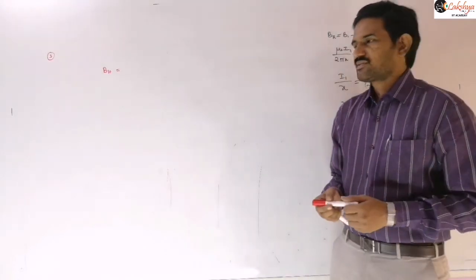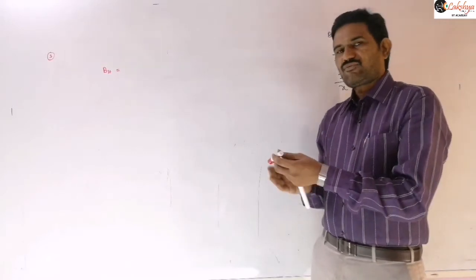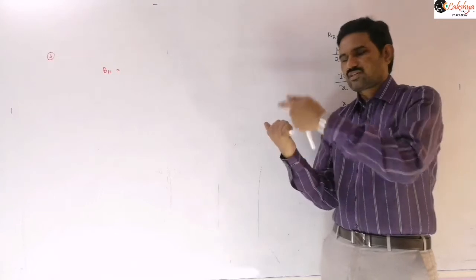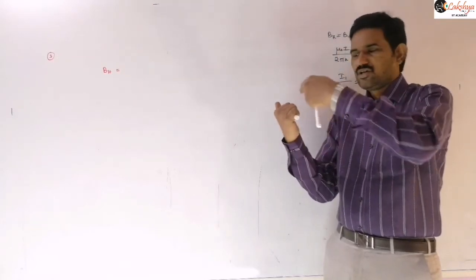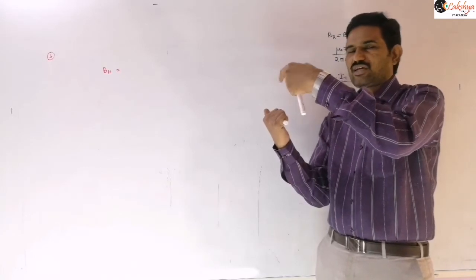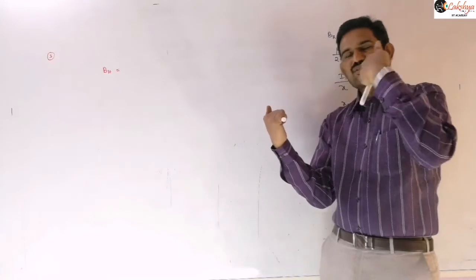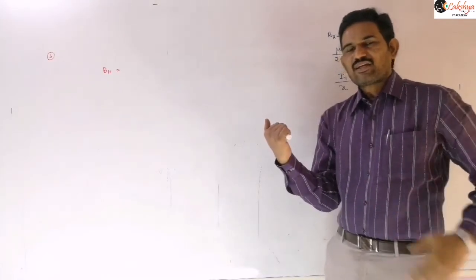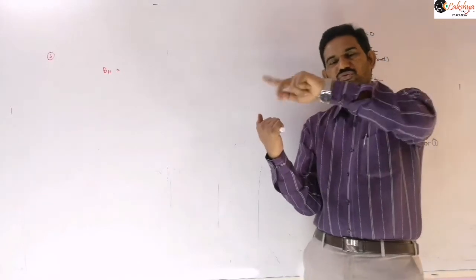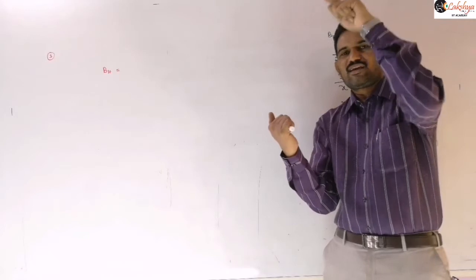Now suppose this is the east direction. If the current is flowing towards east here, the magnetic field lines will be like this. If you take a point above the conductor, the magnetic field produced by the conductor will be towards south. Now the BH direction is towards north, so they are opposite to each other there. So there will be a chance of getting the neutral point above the conductor.